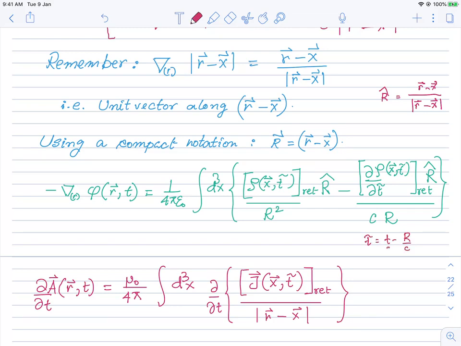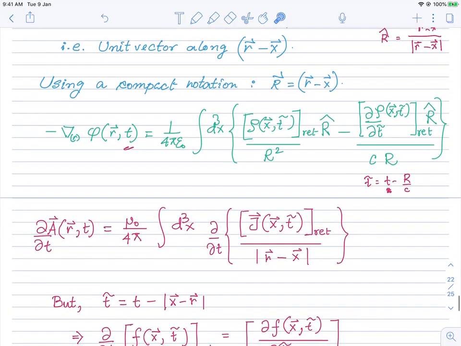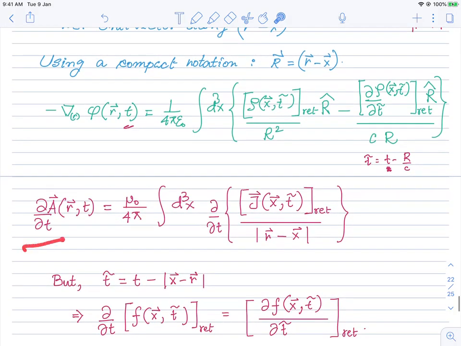And what is this t? This t is the same t as this one. Please remember this. So this t is the same t as this t out here. That is very important. So with this we will now look at what is the time derivative of a.